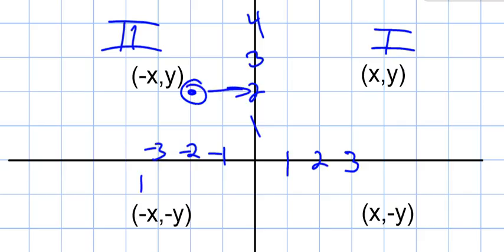Quadrant number 3, of course, then, is going to be the opposite of quadrant 1. It's going to have two negatives. I'm going to the left, so I've got negative x's. If I go down, I got negative y's. And then, of course, quadrant 4 is talking about this, right?